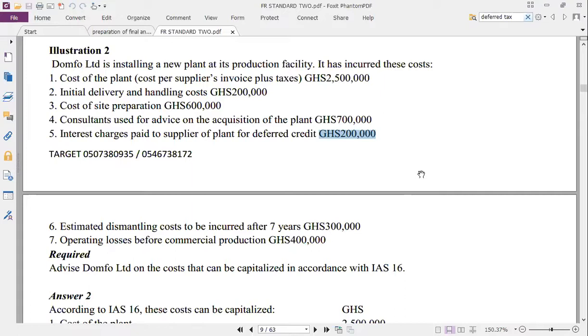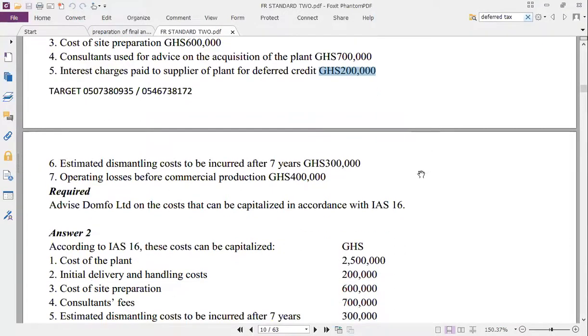Now the sixth one, estimated dismantle cost to be incurred after 7 years. Good. Please use the full section to get the full treatment of dismantle costs. I did that, because for the dismantle cost, you have to use the cost of capital to find the present value. It's a cost and at the same time a liability. Yes, and there's a full section on that. Good. So dismantle cost will be part. Operating losses before commercial production will not be part. Good, so you ignore. So that's the cost.